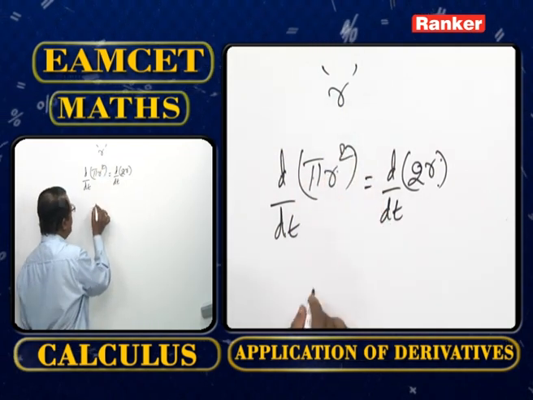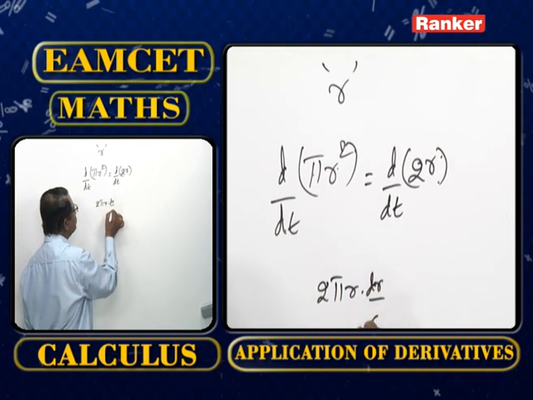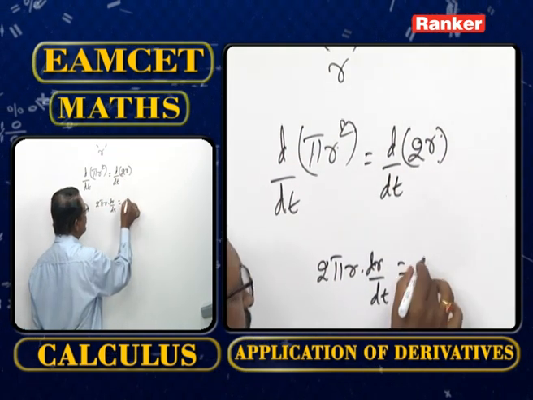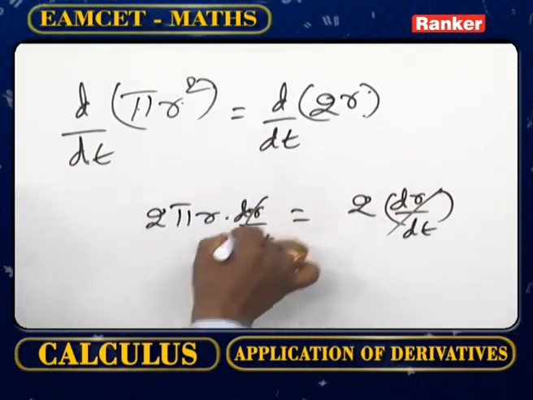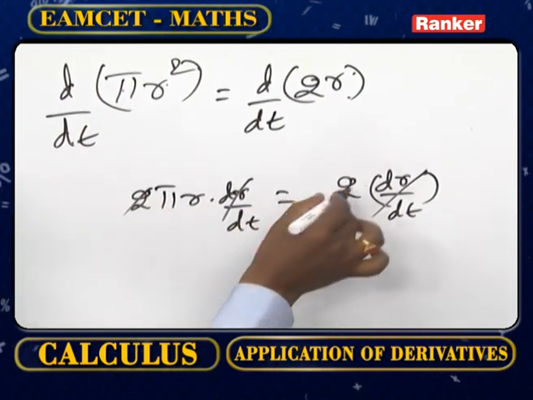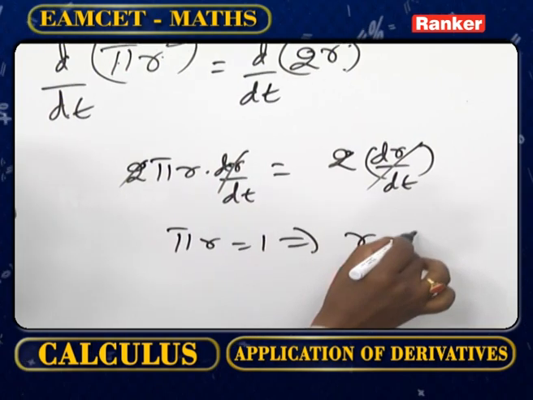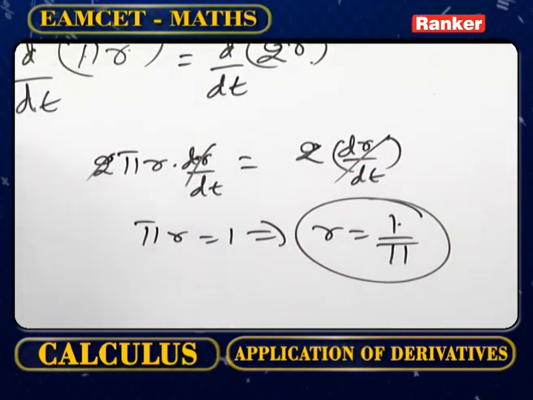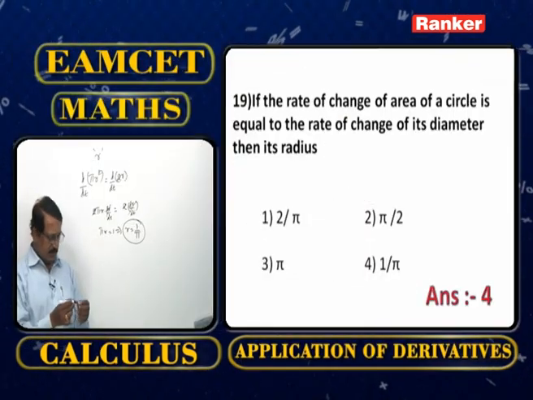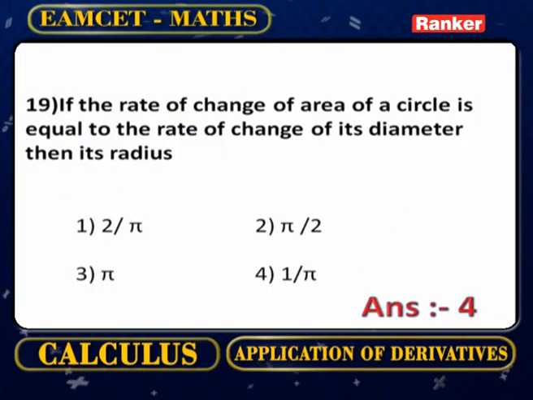Now the derivative of pi r square is 2 pi r into dr by dt, which equals the rate of change in diameter, 2 into dr by dt. Dr by dt cancels. Now 2 also cancels, so pi r equals 1, then r equals 1 by pi. The radius of the circle equals 1 by pi. If r equals 1 by pi, then the rate of change in area of the circle equals the rate of change in diameter. Then the fourth option is correct.